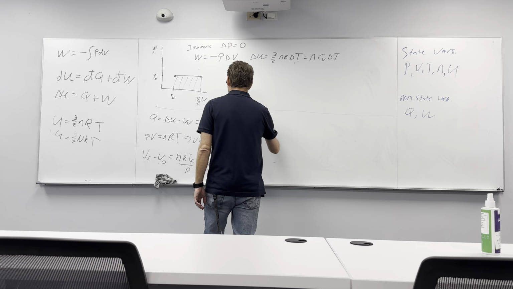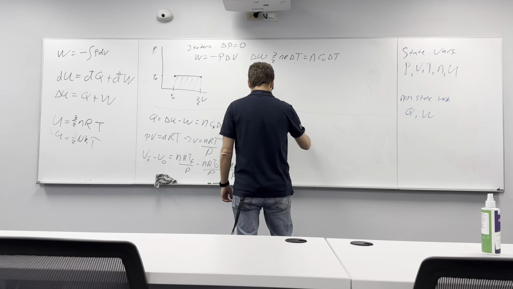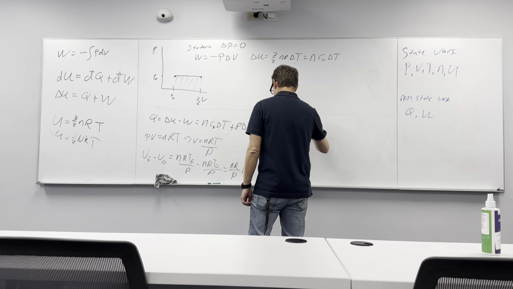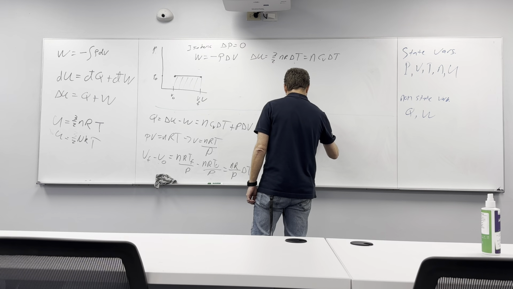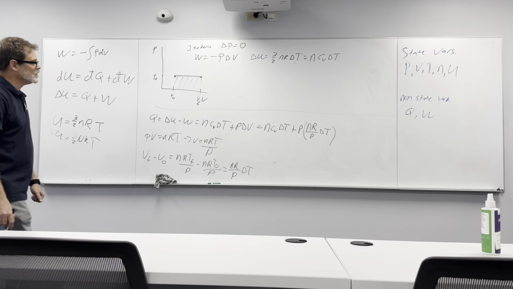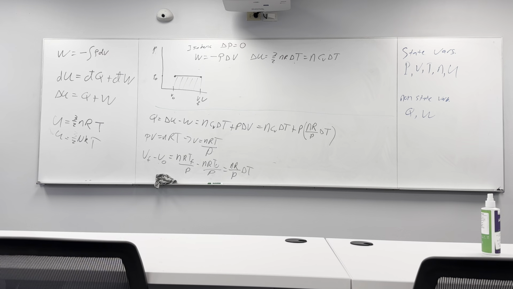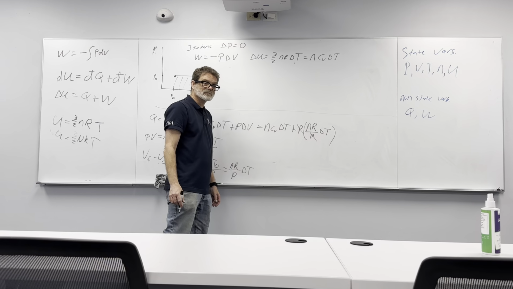So this becomes nCV delta T plus P times nR over P delta T. That's my delta V. And what cancels? P. Right? Everybody see that? The P cancels? Numerator, denominator, P's gone.